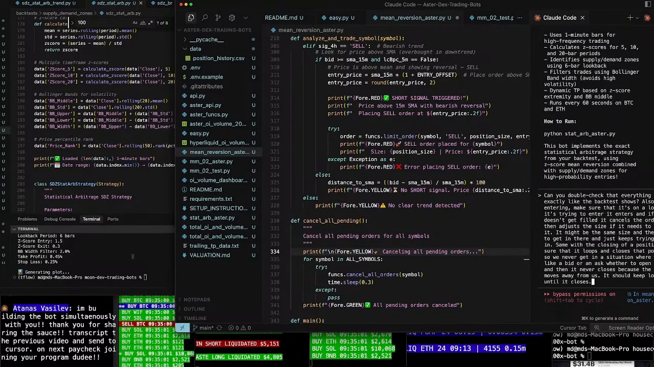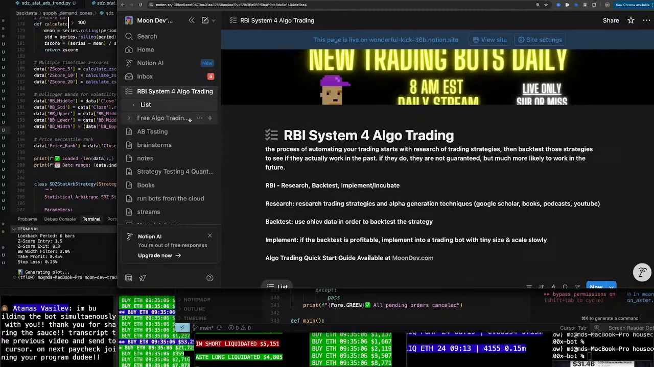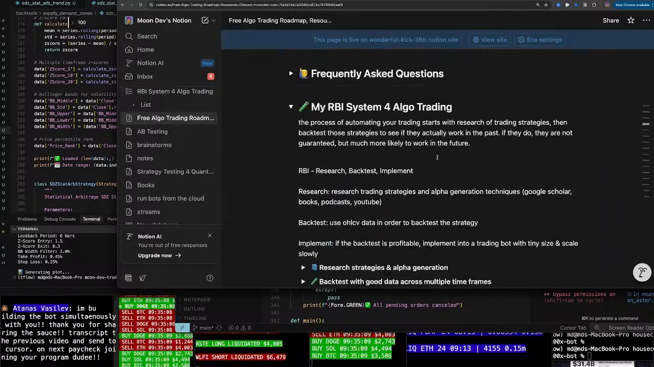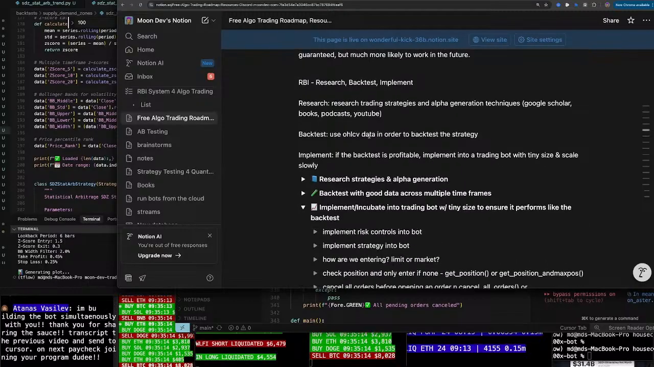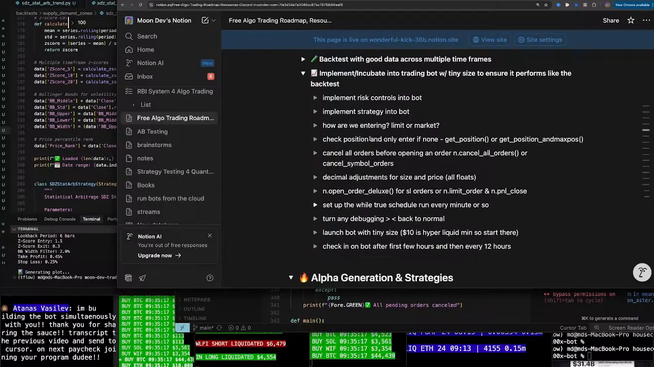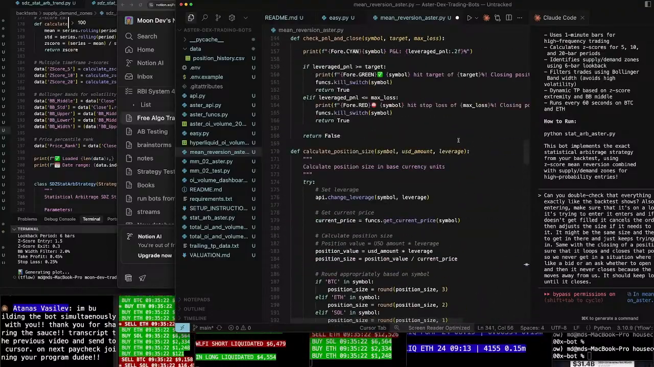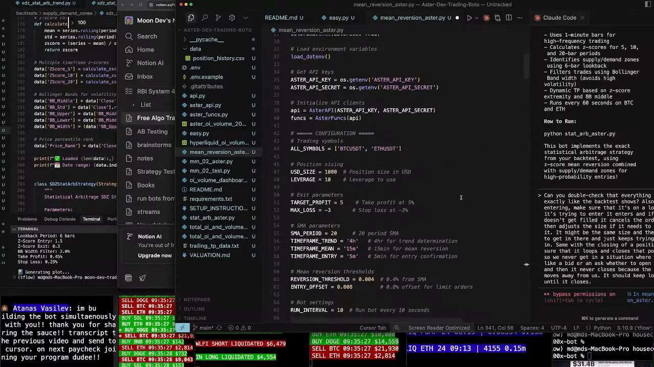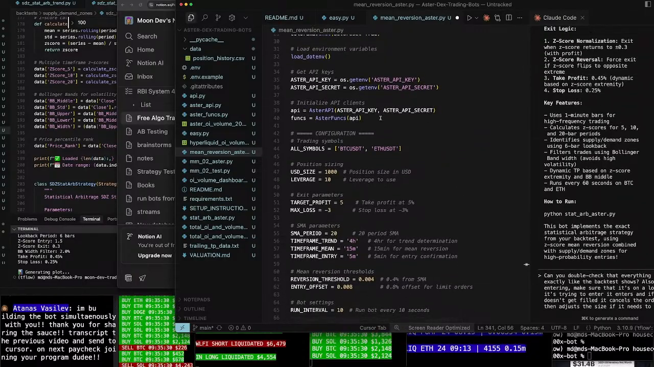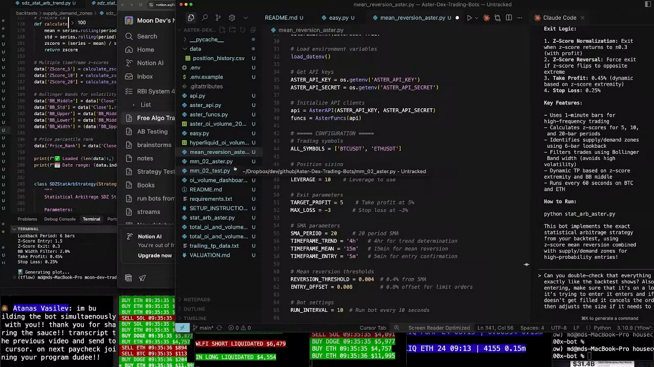Let's see if there's anything else on my to-do. So this is the RBI system, free algo trading roadmap. You can go ahead and look at it. It's my whole roadmap. I even follow it for myself. Implementation notes here. Risk controls. Okay. Strategy into bot. Exit parameters. This is the mean reversion. So let's go to the stat arb.